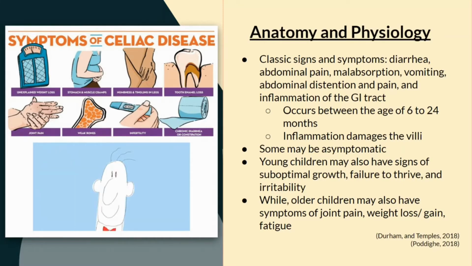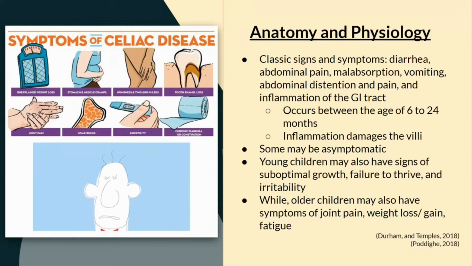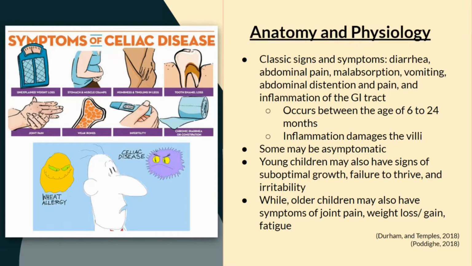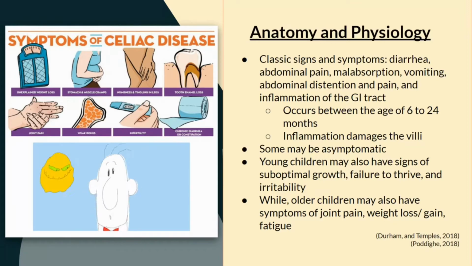Some may be asymptomatic, commonly known as silent celiac disease, and these individuals essentially have the antibodies that are common in celiac disease. Young children may also have signs of suboptimal growth, failure to thrive, and irritability, while older children may have symptoms of joint pain, weight loss or gain, and fatigue.